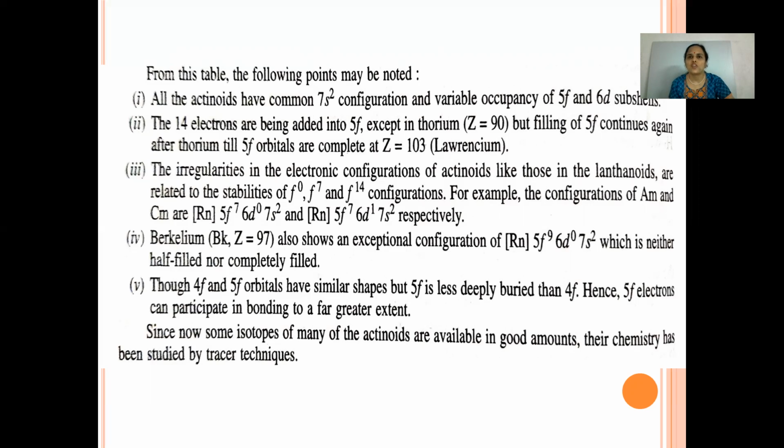Though 4f and 5f orbitals have similar shapes, 5f is less deeply buried than 4f. Hence, 5f electrons can participate in bonding to a far greater extent. Since now some isotopes of many of the actinoids are available in good amounts, their chemistry has been studied by tracer techniques.